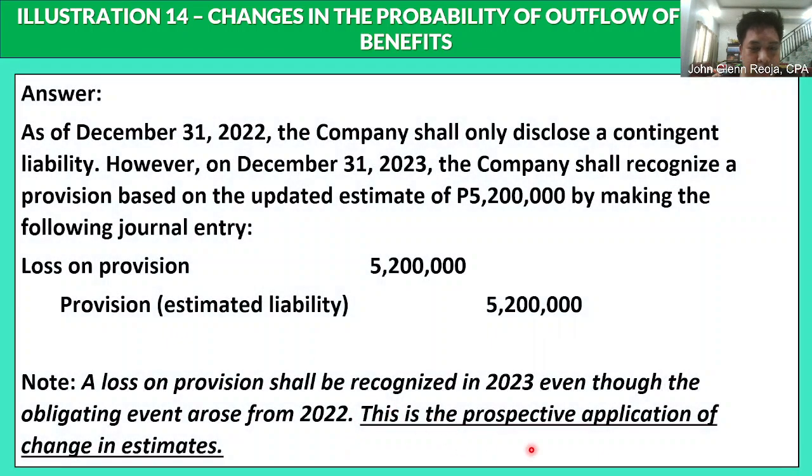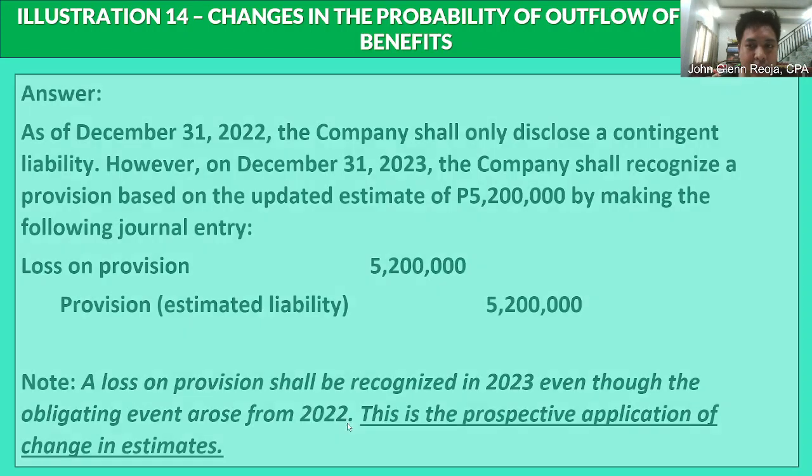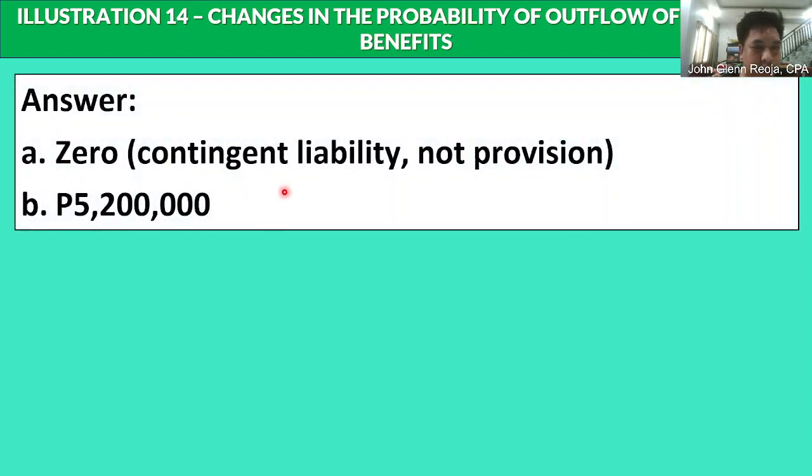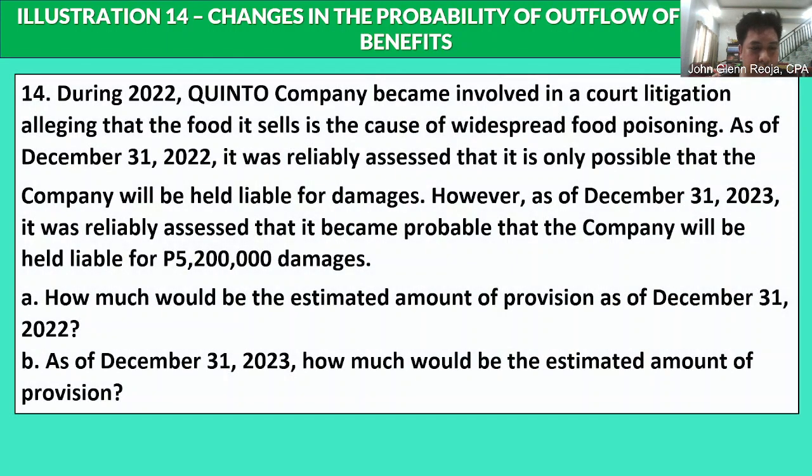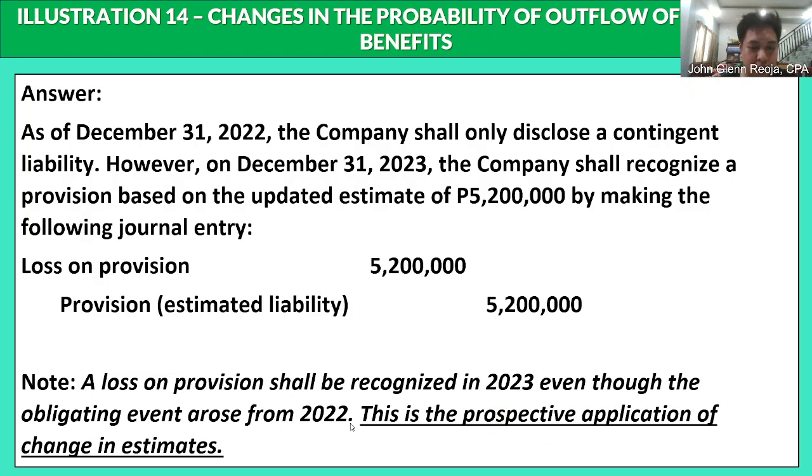Next. So, this is the prospective application of change in accounting estimate. So, the answer is yung sa letter A kasi since it is a contingent liability, disclose lang sa notes. So, 0. While yung letter B, how much would be, as of December 31, 2023, the amount of provision, yung 5.2. Kasi prospective daw yung application.